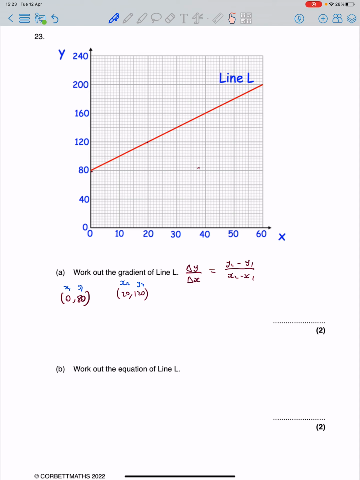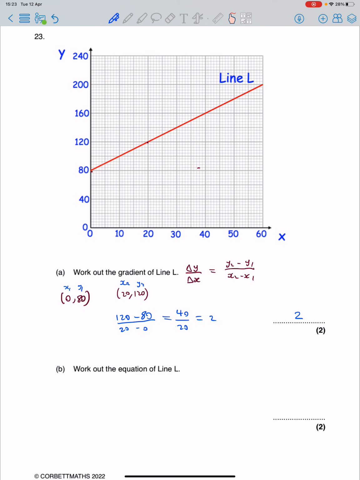Doing y2 minus y1, I get 120 minus 80 over x2, which is 20 minus 0. That gives 120 minus 80 is 40. 20 minus 0 is 20. So 40 divided by 20 is 2. So the gradient is 2.